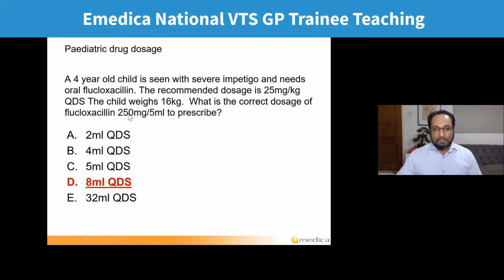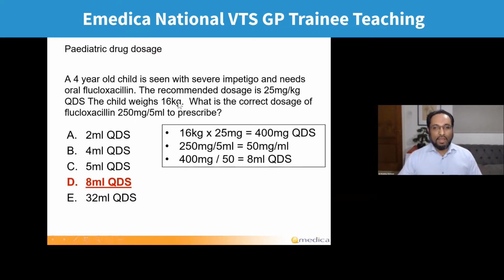So the first step is that this child weighs 16 kilograms, and this is the dose from the BNFC. They'll always use the actual dosing in the exam. Okay, 25 milligrams per kilogram QDS is the dose to give. Now if they're 16 kilograms and it's 25 milligrams per kilogram QDS, they need 16 times 25, which is 400 milligrams QDS. Now the concentration of flucloxacillin as a liquid is 250 milligrams per 5 mils for this age group. Again, that's based on BNF.